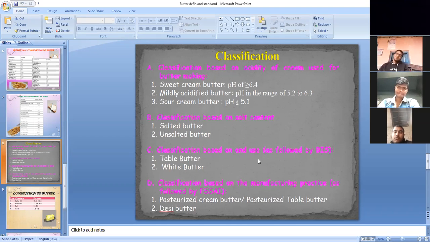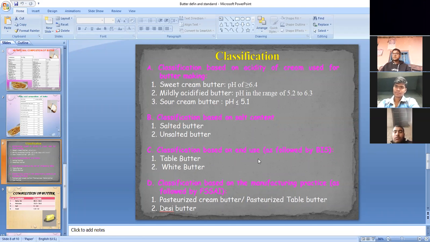Another one is on the basis of use of the butter as recommended by the Bureau of Indian Standards, that is BIS. One is table butter, another one is white butter. We have already discussed table butter. It contains a minimum of 80% fat. Whereas in case of white butter, the fat content is 82%. Similarly, other aspects we have discussed.